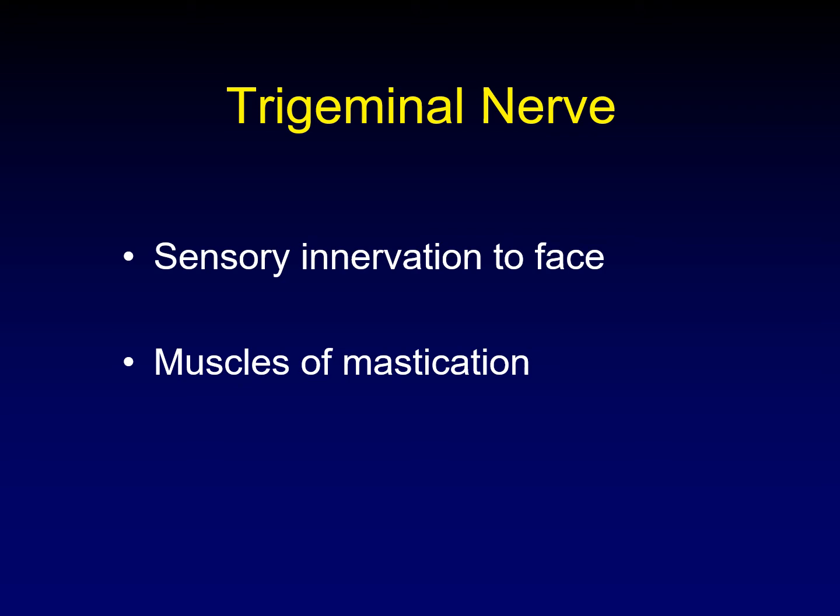As a very general overview, the trigeminal nerve is primarily responsible for sensory innervation to the face and secondarily responsible for muscular innervation to the muscles of mastication and a few smaller muscles such as the mylohyoid muscle and the anterior belly of the digastric, and a couple of other things as well. Now let's focus on each of the branches.